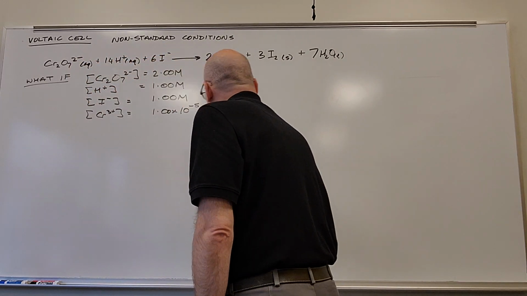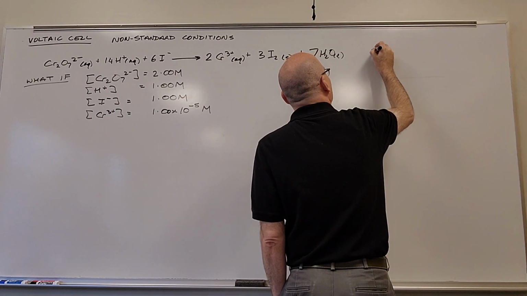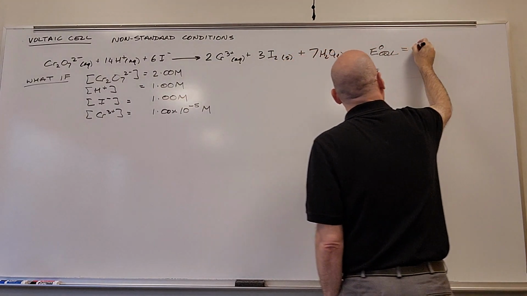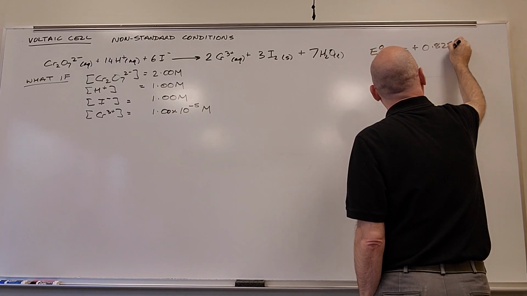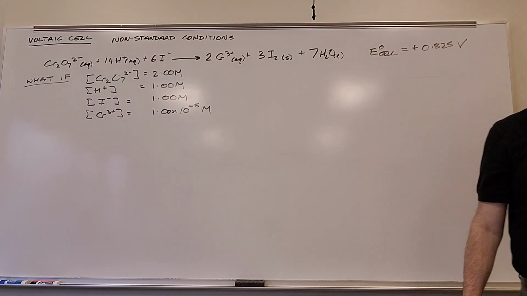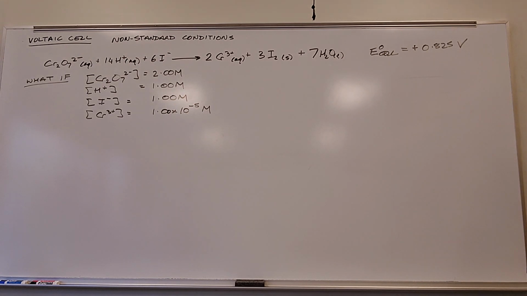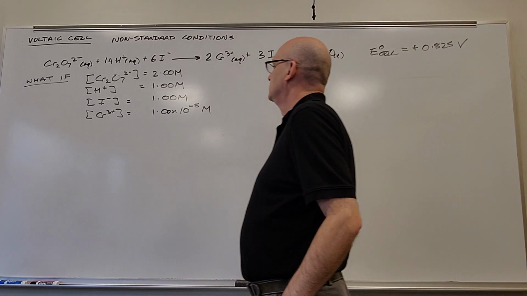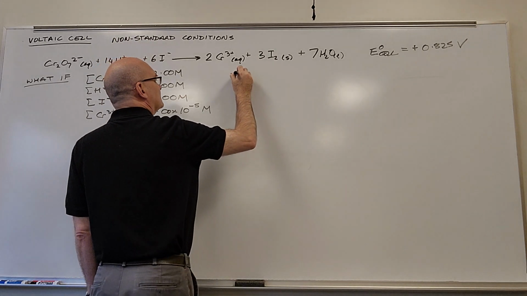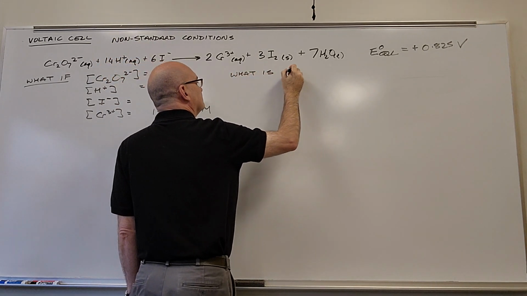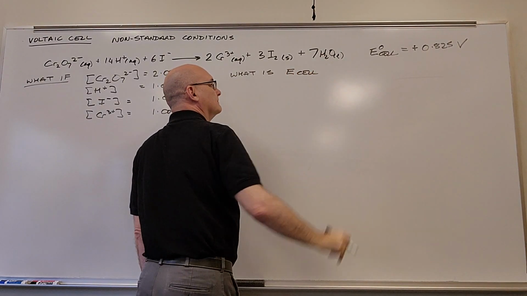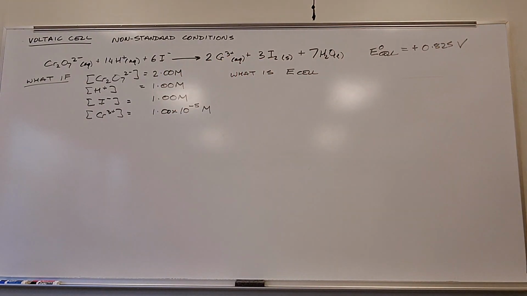And the standard cell potential was plus 0.825 volts, correct? Yes. All right. Now what do we do? What are we looking for? What's the new voltage? What's E cell? It's no longer E standard cell, it's E cell.